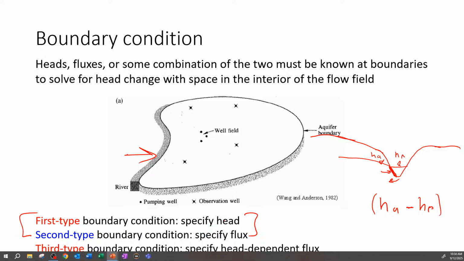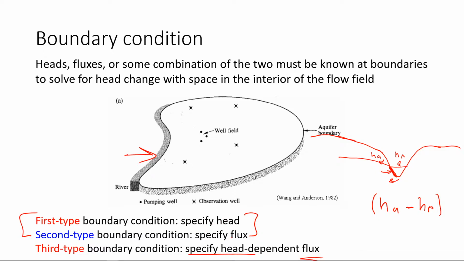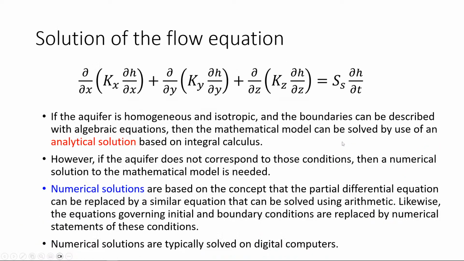Type 1, you specify the head and the flux will be determined. Type 2, you specify the flux and the head will be determined. Type 3, the flux will depend on the relative value of the changes in head between the river, for example, and the aquifer. So that is the three types of boundary condition.